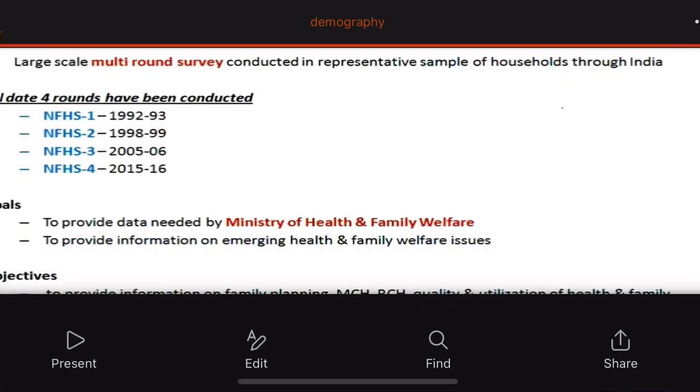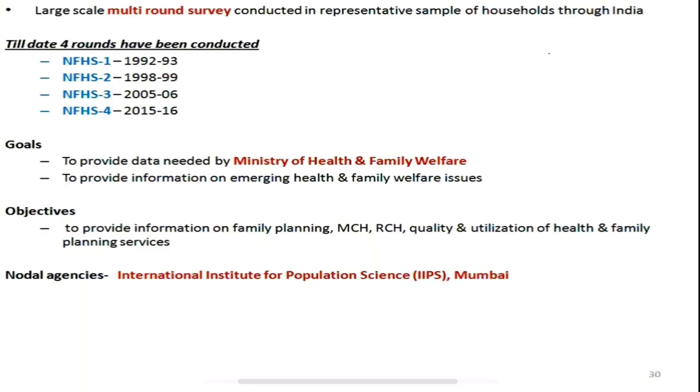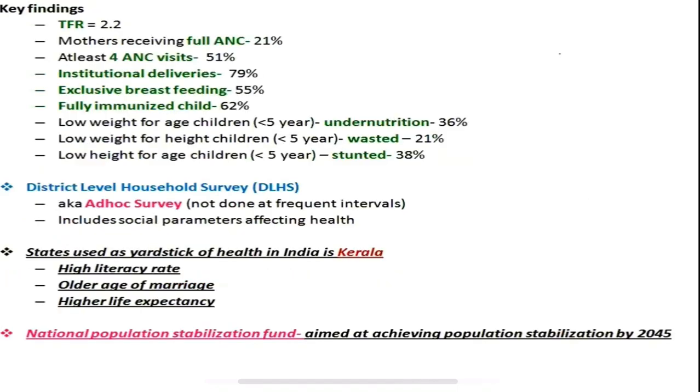So NFHS, I hope it is clear guys. National Family Health Survey is a large scale multi-round survey. Till today 4 rounds have been conducted. We provide information for the Ministry and health services. We also give information regarding emerging health issues and family welfare issues. This survey provides information on family planning, MCH, RCH, and also the utilization and quality of health and family planning services. The agency is IIPS. It is situated in Mumbai.